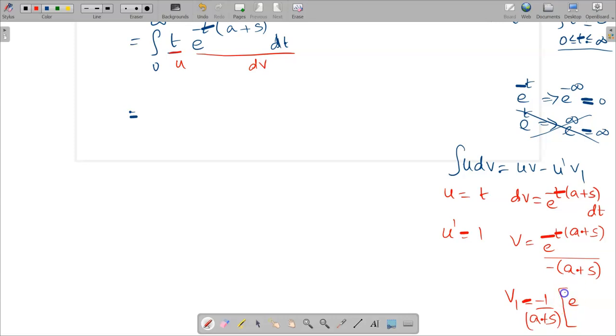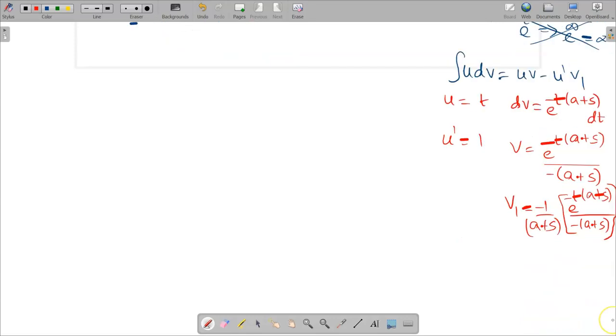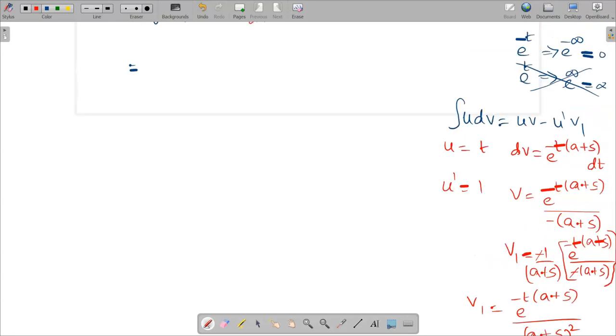So when you integrate that, minus e power minus t a plus s, again t's coefficient is what? Minus of a plus s. Okay, so like this you have. So now what is v1? Minus into minus will become plus. e power minus t a plus s in the numerator, and then a plus s the whole square. Now this is your v1.